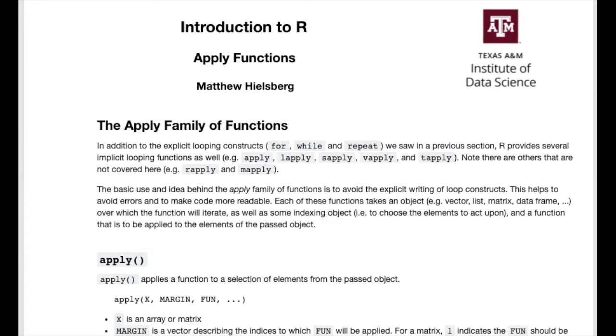Now, we can certainly write or recreate all the functionality provided by the apply family of functions using the for, while, and repeat loops. But the main benefit of using these functions is that they simplify your code. In many cases, these functions remove the need to explicitly write loops and therefore help to prevent many of the common errors that occur with writing loops, and at the same time make your code more readable.